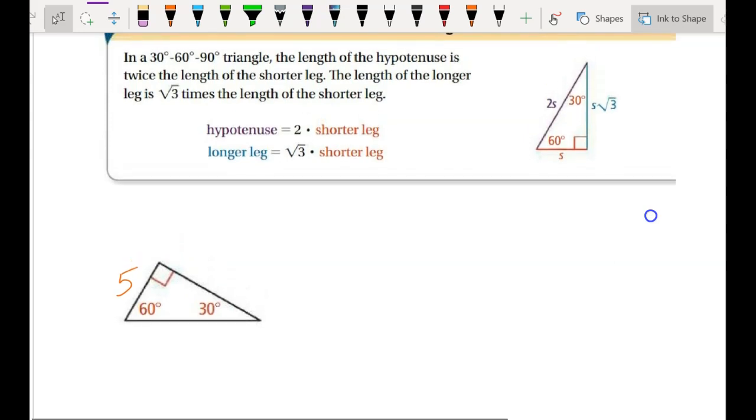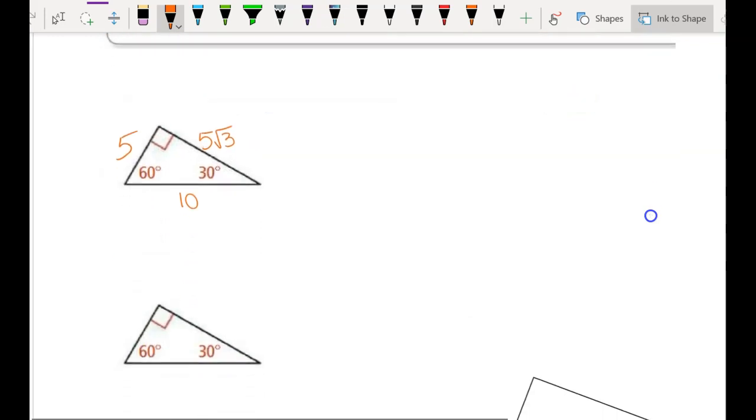So if my short leg is 5, what is my hypotenuse? Well, my hypotenuse is 2 times the short leg, so 2 times 5 is 10, so my hypotenuse is 10. Now what is my long leg? My long leg is 5 square root of 3. Now let's try this one.